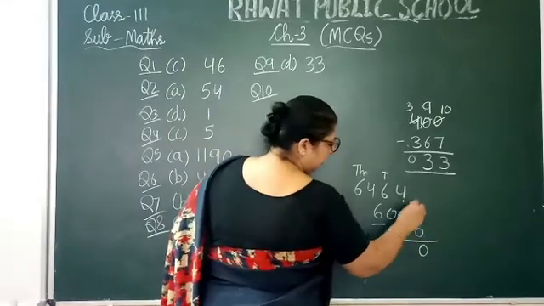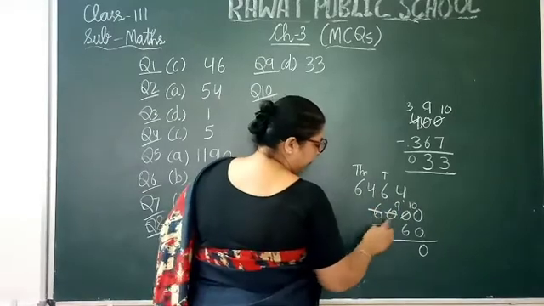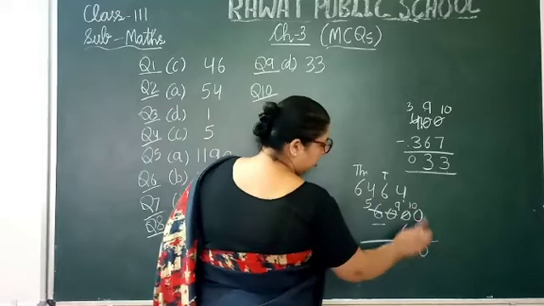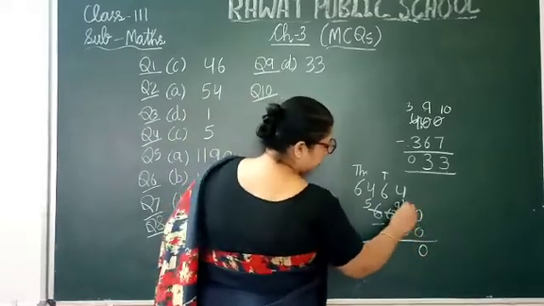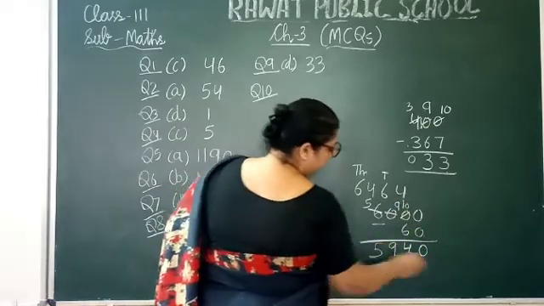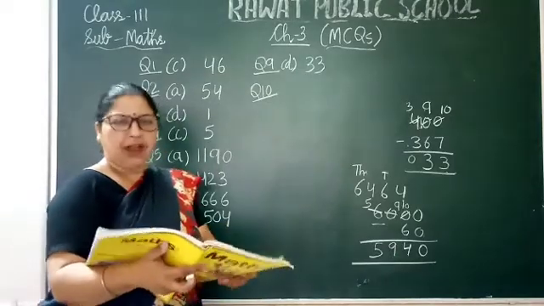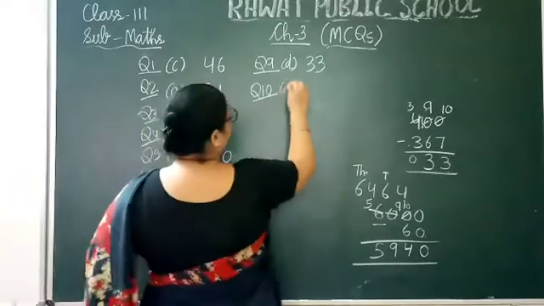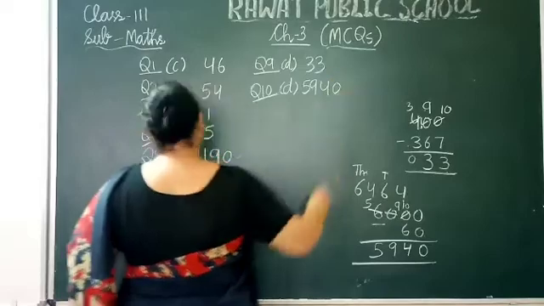So what is the difference? 0 minus 0 is 0. Now this is 10. If this is 10, so it is 9. And if we borrow from 6, then it is 5. 10 minus 6 is 4, 9 and 5. 5940. So what is the difference? 5,940. Option number D. 5,940.